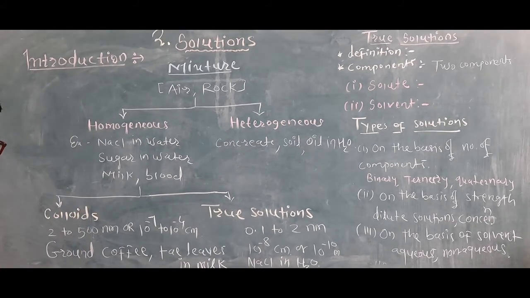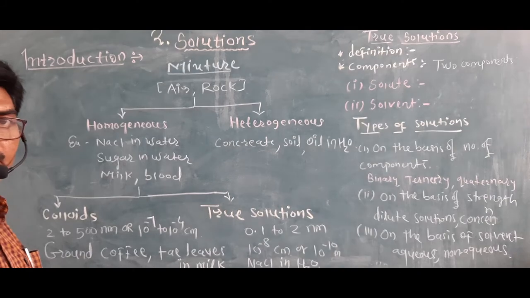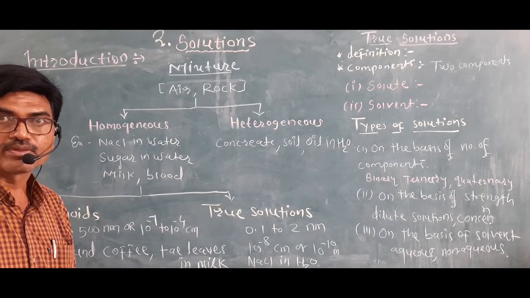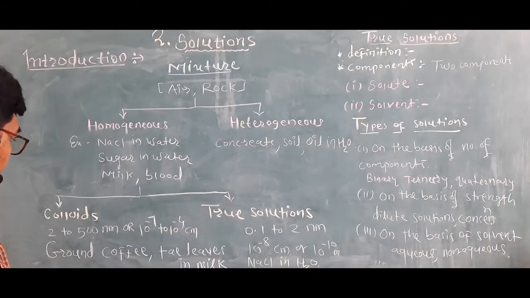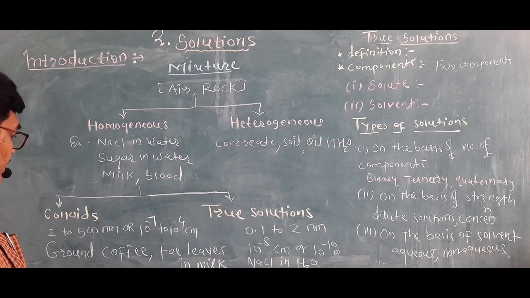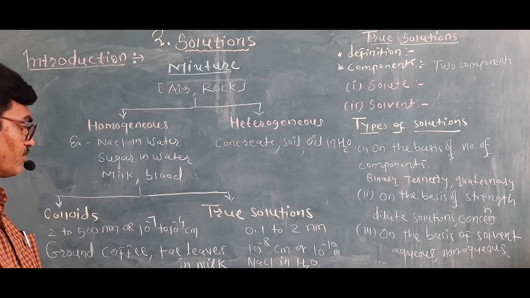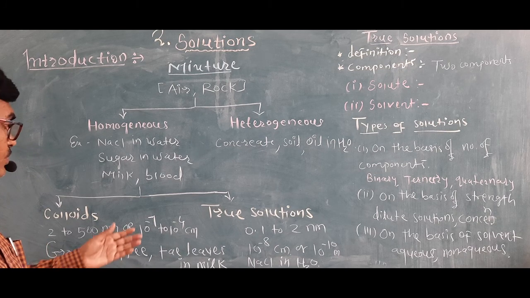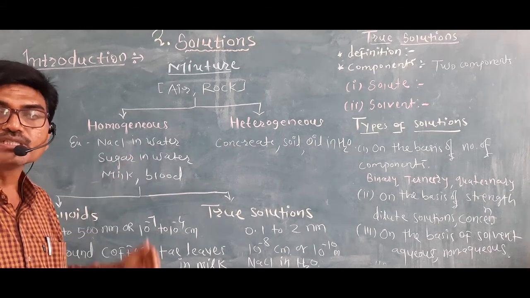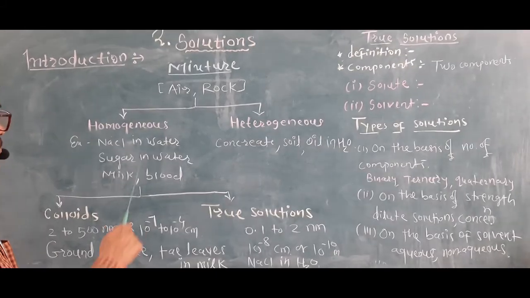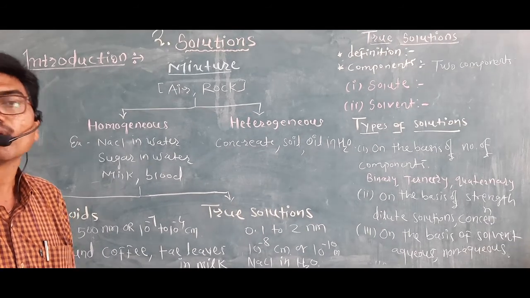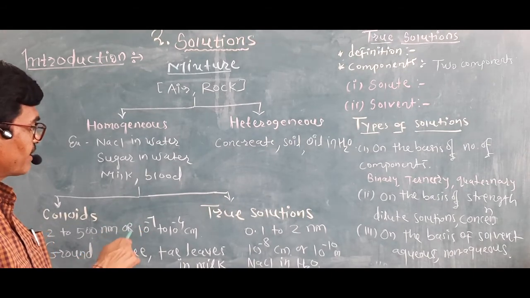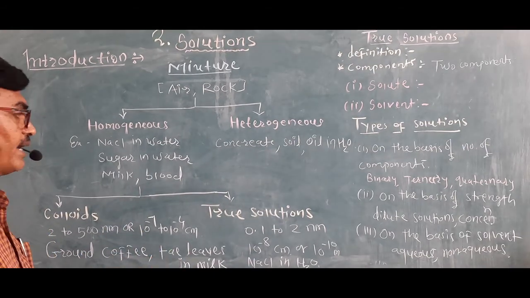In colloids, the particle size is in the range of 2 to 500 nanometer, or that is 10 to the power minus 7 to 10 to the power minus 4 centimeter. Such homogeneous mixtures are called colloids. This is very important. Homogeneous mixtures are further classified into two types, colloids and true solutions.